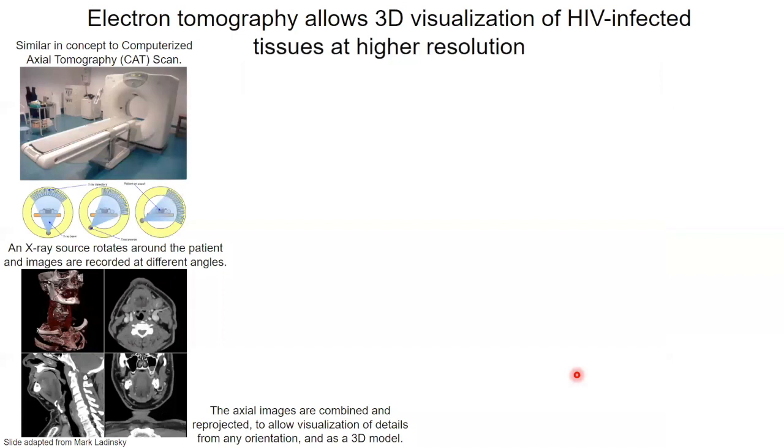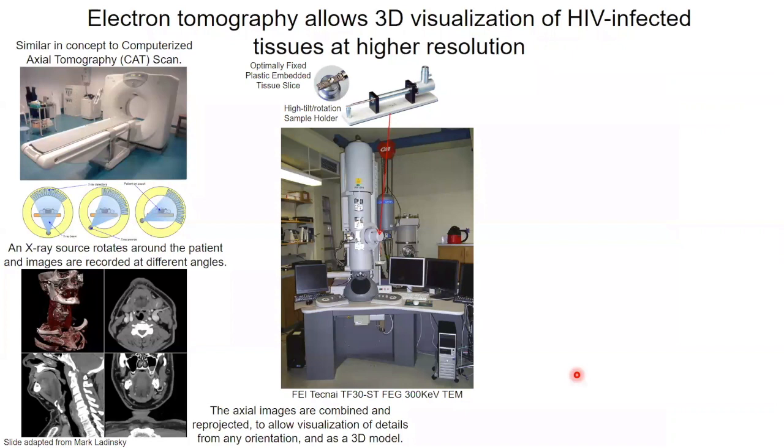And so electron tomography is a bit like a PET scan, where you rotate all the way around a sample with an X-ray source, and then you combine the axial images and reproject them, and it basically allows you to create a model that you can look at in all directions. Electron tomography is pretty similar, except instead we take images of the sample and then rotate the sample, and we do a lot of rotations in one direction and then the other, and that gives us a lot of information.